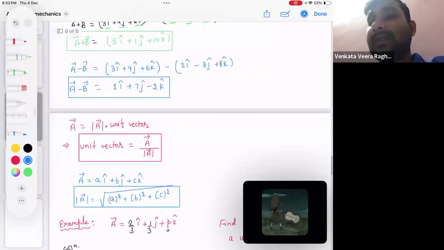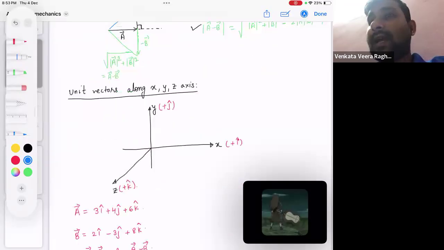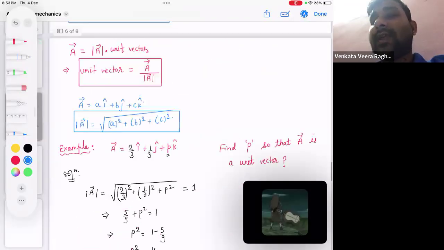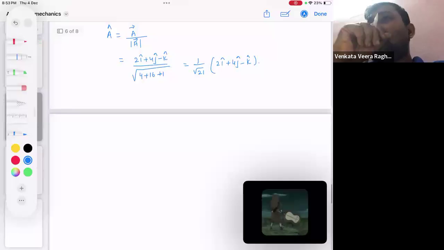Please tell me. Yes, sir. Here you see the vectors are given in the i cap, j cap form, or the component form. So we have calculated how to add, subtract, and how to get the unit vector. Is that clear?